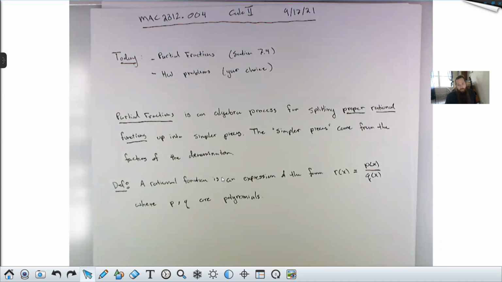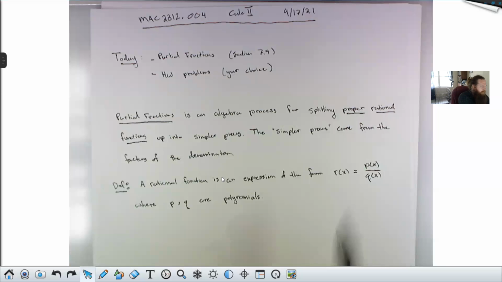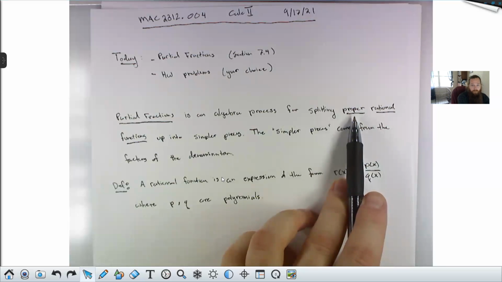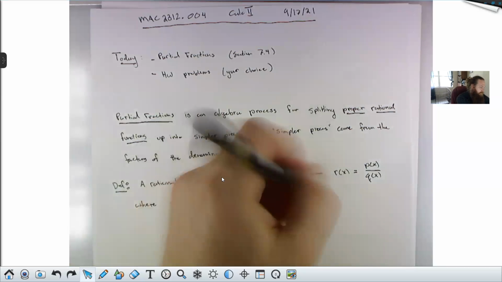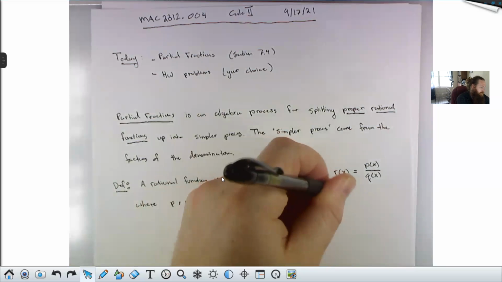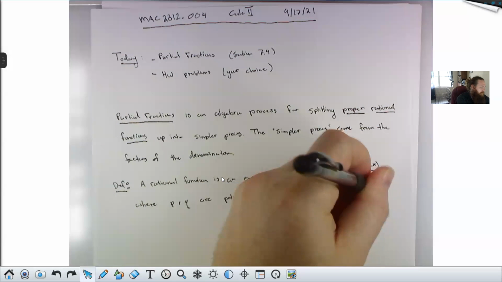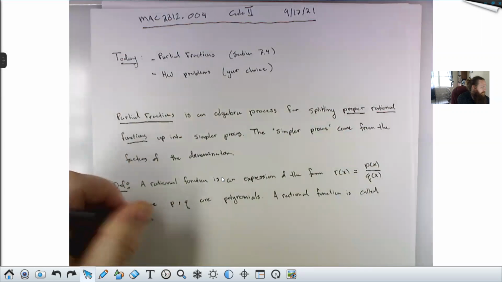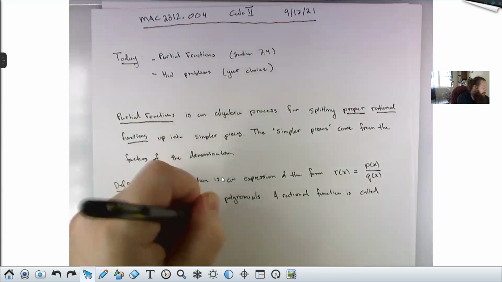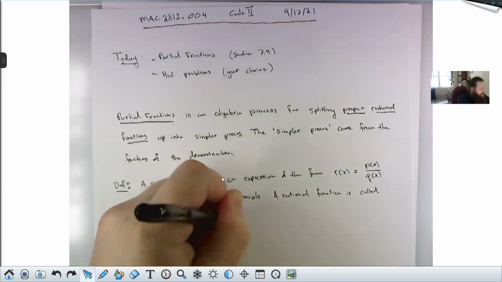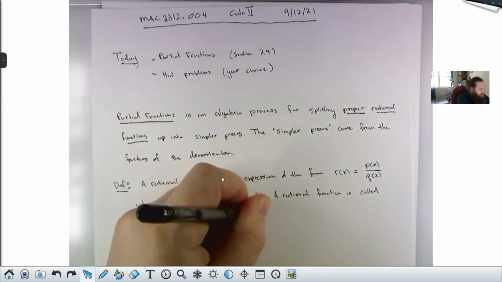Partial fractions is something we can only do with rational functions. So if the function you're trying to integrate isn't a rational function, then there's no sense in even thinking about partial fractions. In addition to that, it's something we can only do for proper rational functions. So a rational function is called proper if the degree of the top, so I'll call this degree p, is strictly less than the degree of the bottom.